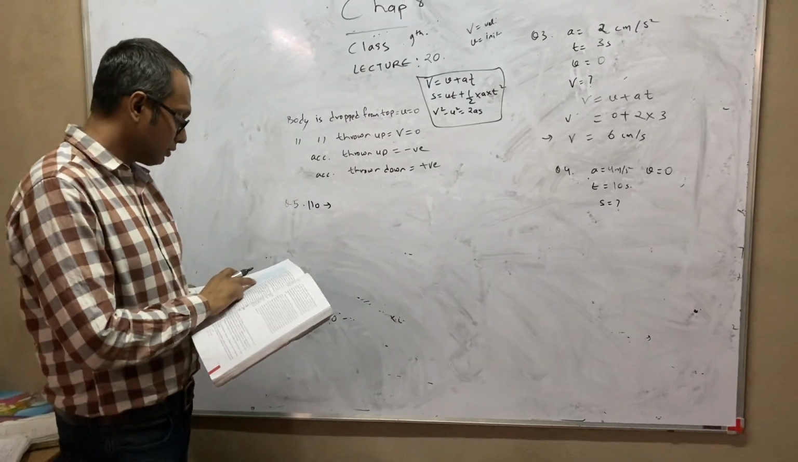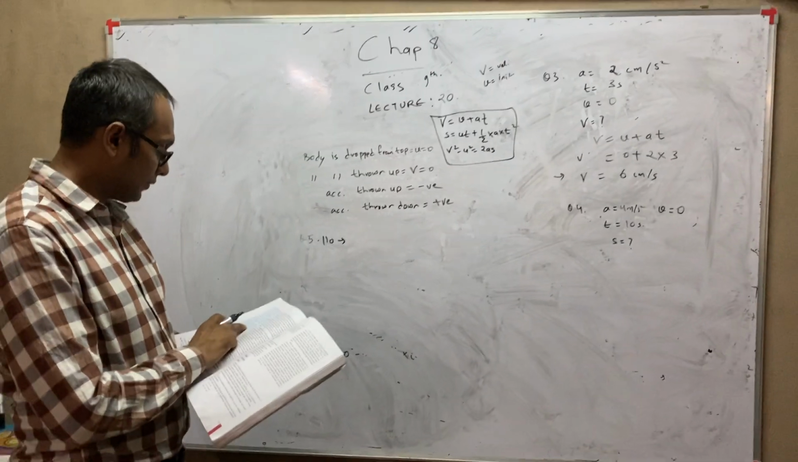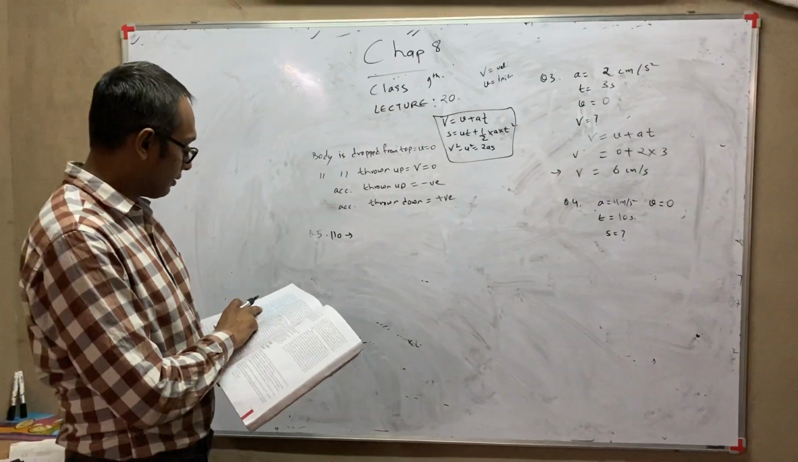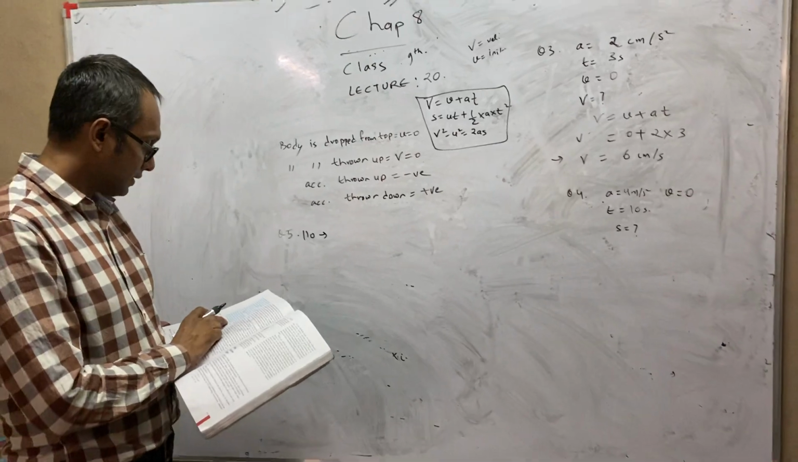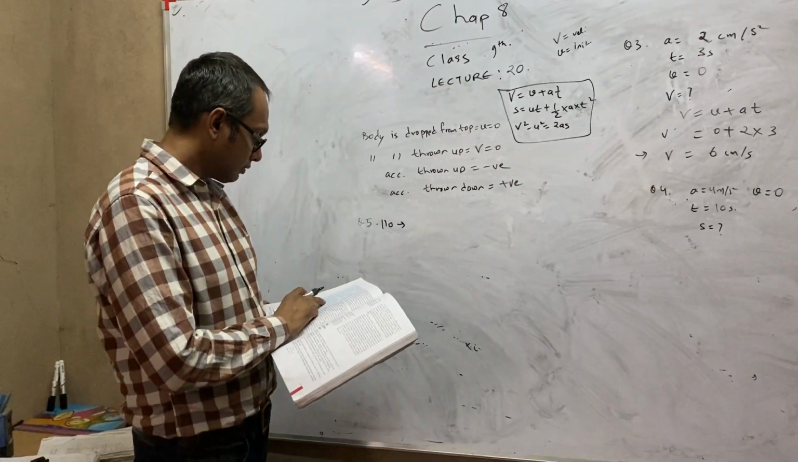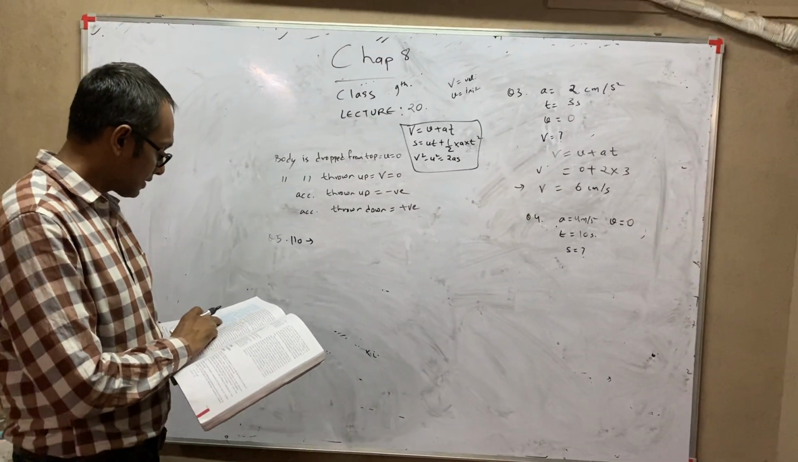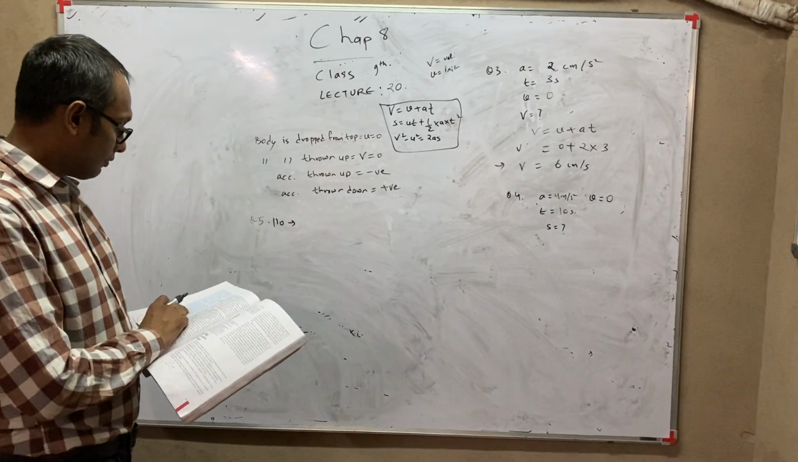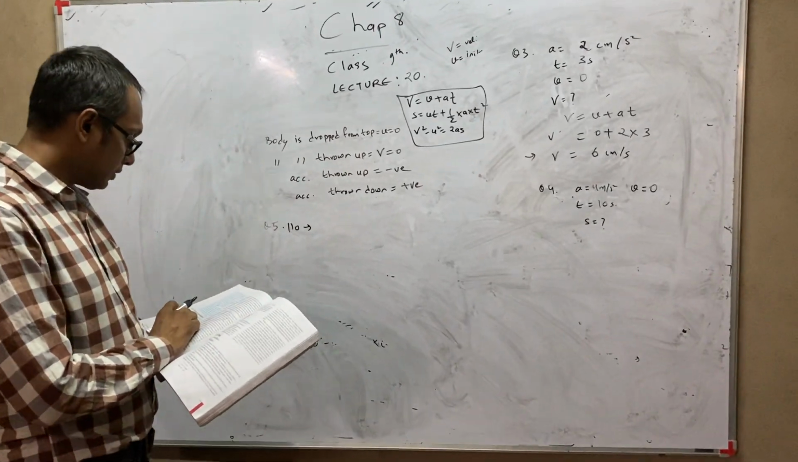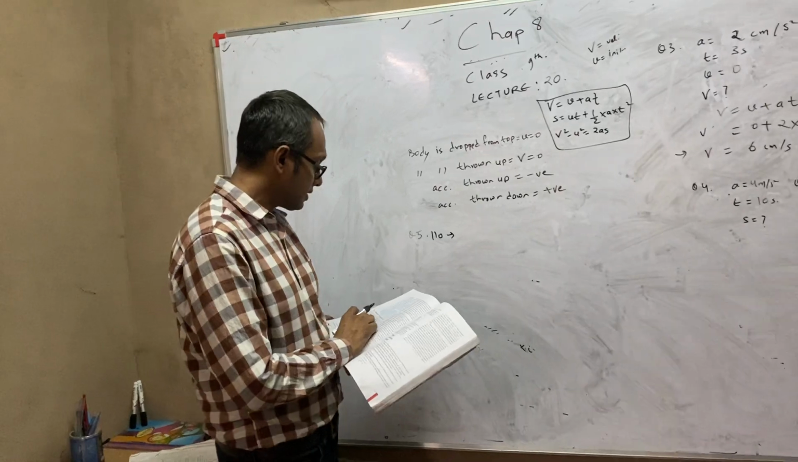A stone is thrown in a vertically upward direction with a velocity of 5 meters per second. If the acceleration of the stone during its motion is 10 meters per second square in the downward direction, what will be the height attained by the stone and how much time will it take to reach there?